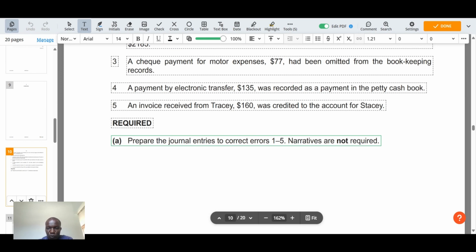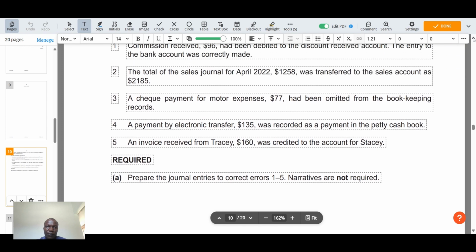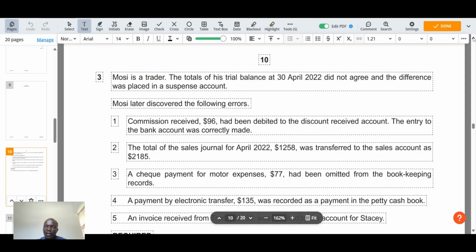So today we want to look at correction of errors. It's one of those topics that many struggle with. But what I want you to know is that it is important to identify the error that has occurred first, and to know the right thing to do to correct the error.